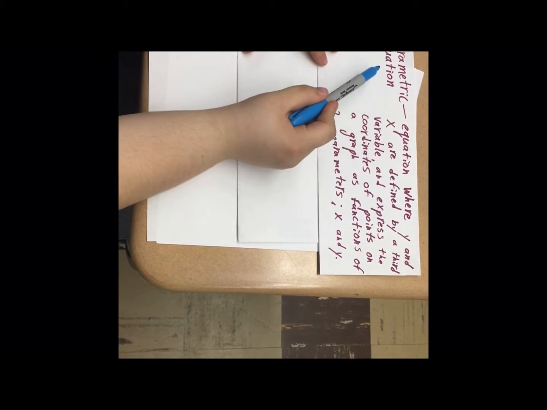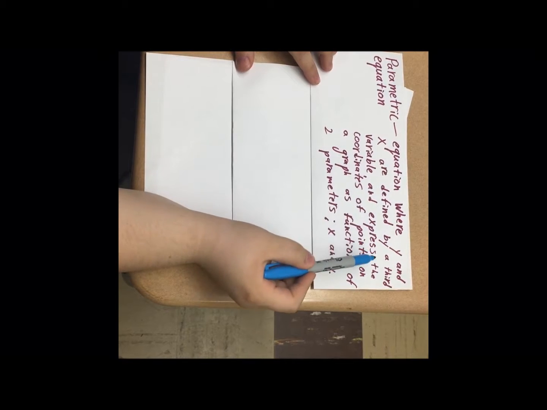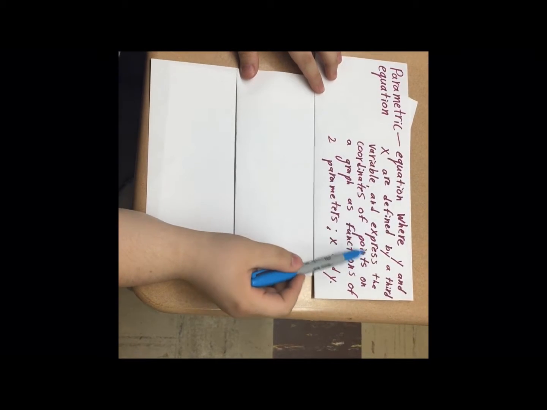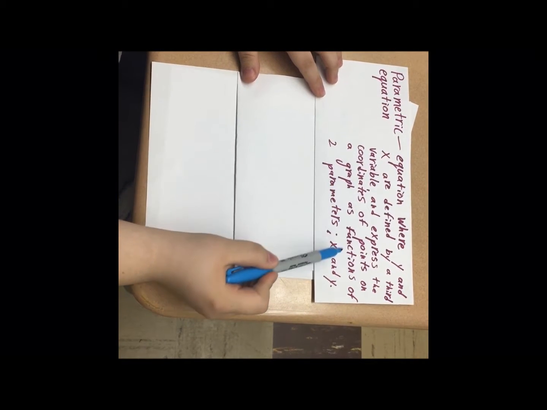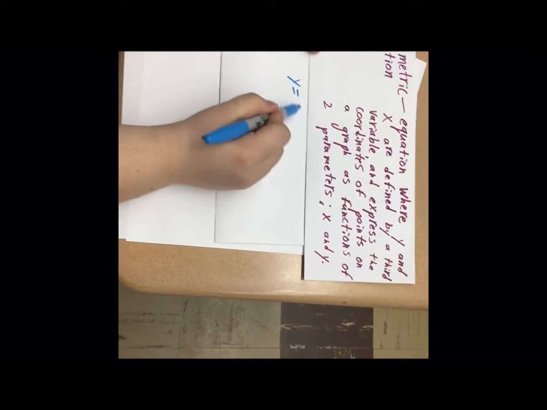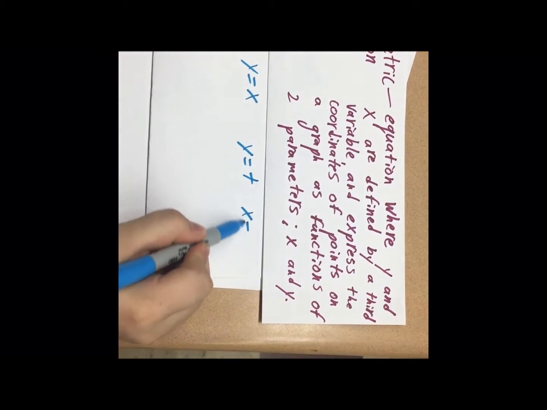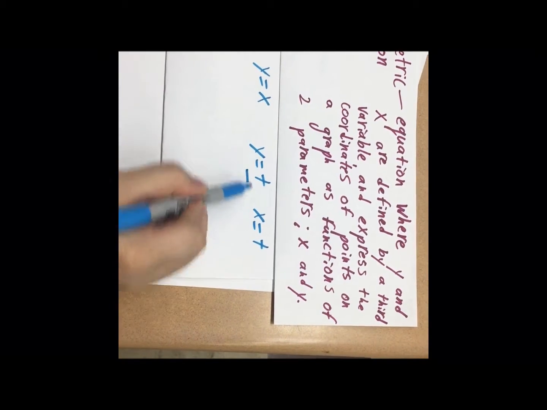Going to learn about parametric equations, which are equations where y and x are defined by a third variable and both express the coordinates of points on a graph as functions in two parameters. Normally, y is defined in terms of x, but here both y and x are defined in terms of a third variable, in this case t for time.